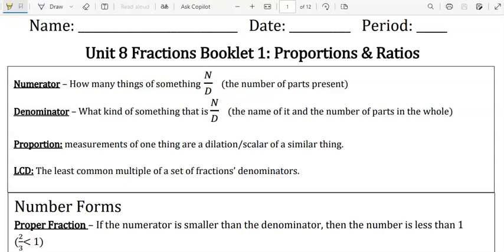Unit 8 Fractions, Booklet 1, Proportions and Ratios. On the first page, let's read through the vocabulary and become familiar with these words.